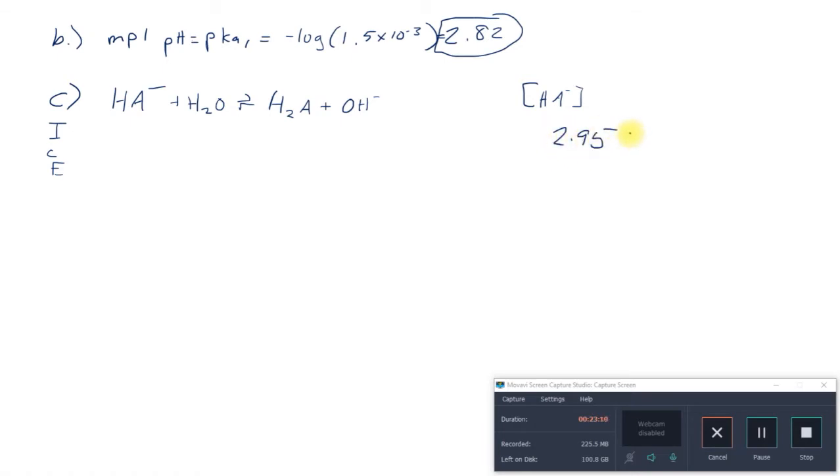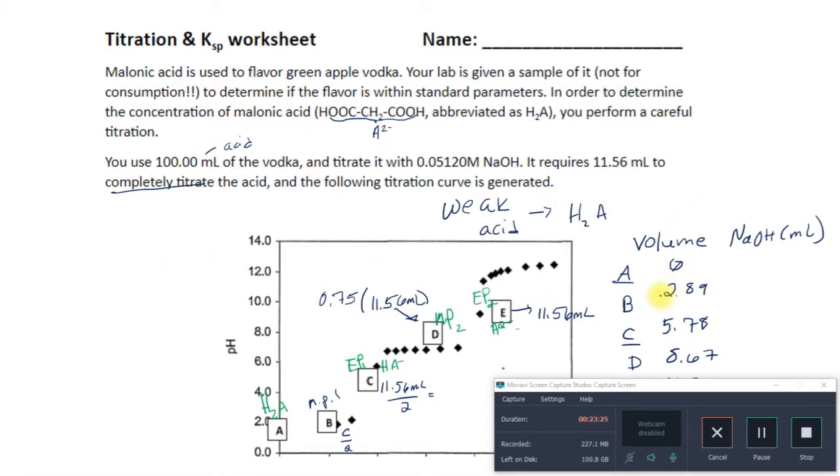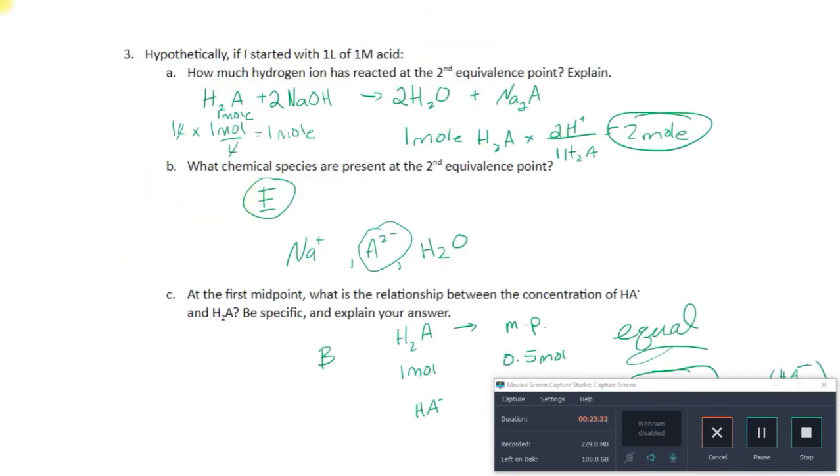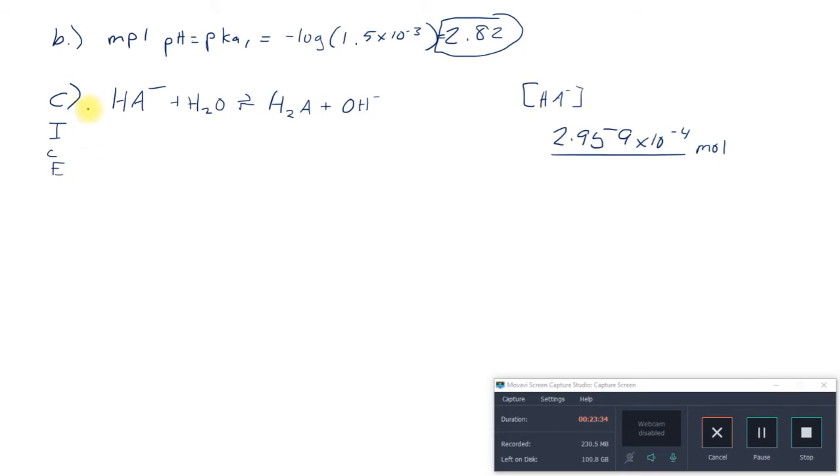But because we have added a little bit of base, the volume is no longer 100 milliliters. It's going to be 100 milliliters plus however much base you've added. Okay, so I'm going to go back to my first slide. Point B, we added, oh no, I'm sorry, point C is what we're calculating. We already did B. Point C is 5.78. Okay, so here, C, 5.78 milliliters. So our volume is going to be, gosh, I guess I'll just do it right here. The 5.78 milliliters plus the 100 we started with.